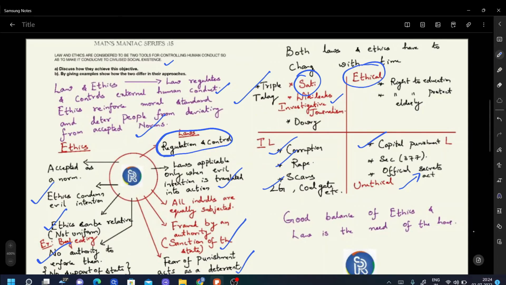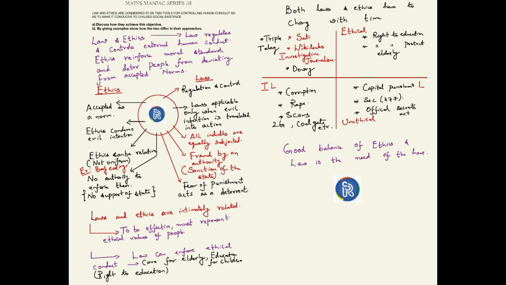Then we can write a very small conclusion, since it's a 10-marker divided into 5 and 5. A good balance is needed between ethics and law. That is the need of the hour, if you want to regulate human behavior.